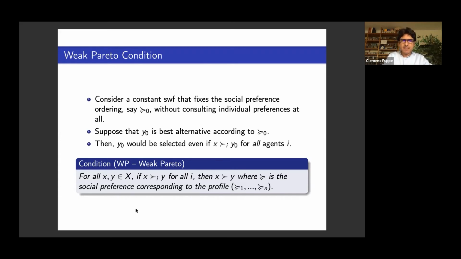So weak Pareto simply says, if all people, all voters prefer X to Y, now even strictly, right, then the group must prefer X to Y. So this would violate this condition. So fixing the social ranking would not satisfy this condition, and therefore fixing the ranking without consulting the voters is not a good idea. Okay, so this is weak Pareto. Okay, this is the second condition then.